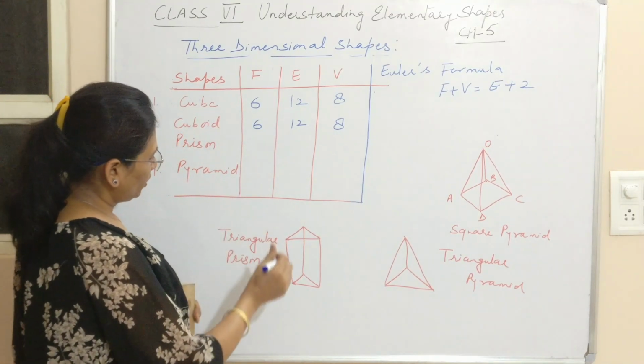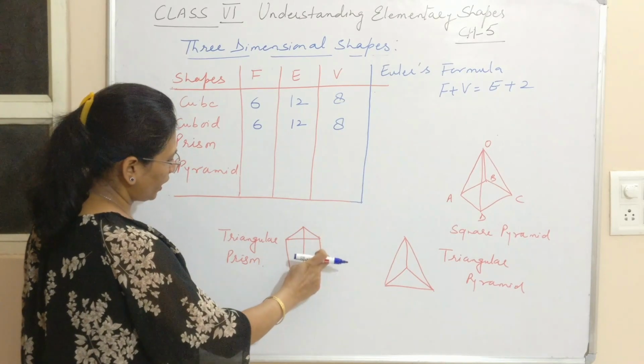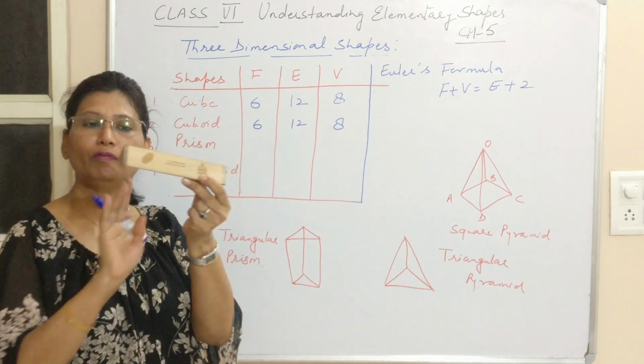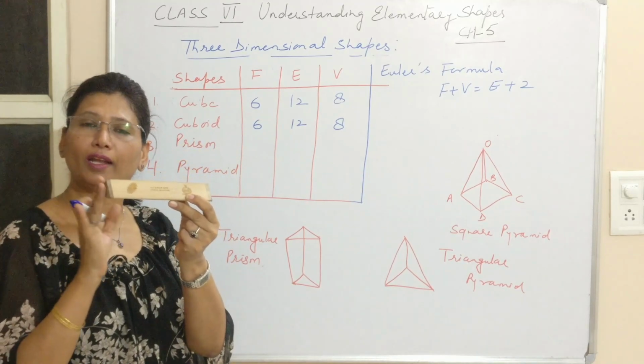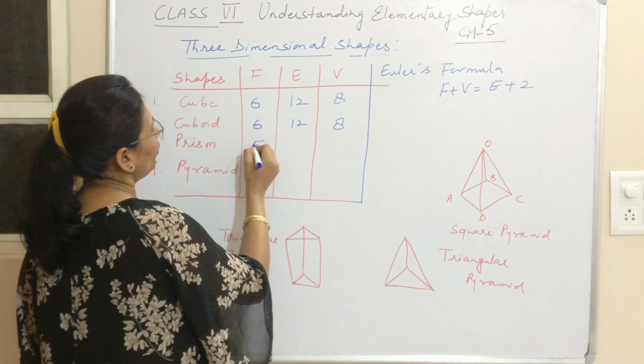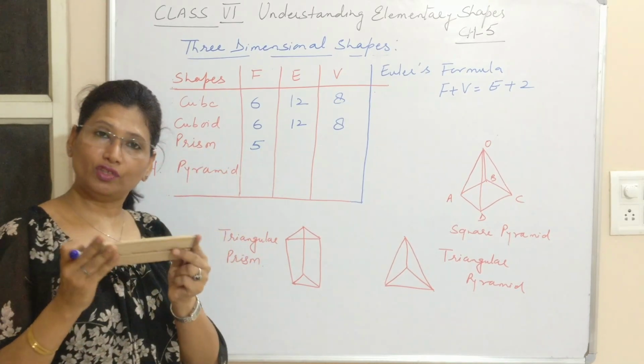Coming to the point, how many edges does it have? Sorry, we'll write the faces first. Faces I've already explained. We have 3 rectangular faces and 2 triangular faces. So we have 5 faces. And what about the edges? How many edges do we have?